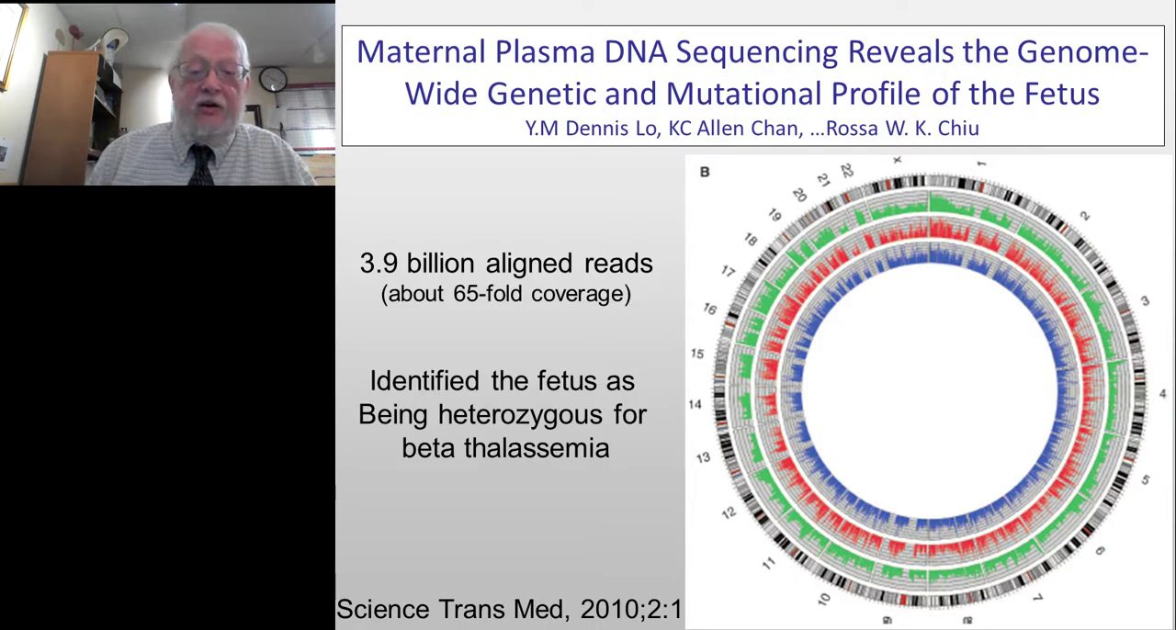This is one that was actually earlier in 2010, and I just show you this because they actually did 3.9 billion aligned reads, about a 65-fold coverage, and I think they were trying to identify the fetus. The parents were carriers, and the fetus was heterozygous for beta thalassemia. So they actually could make a kind of a fetal diagnosis based on this whole genome. So the 3 colors are the fetus, the mother, and the father. I'm not sure which one's which.